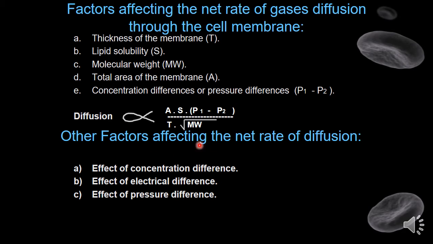And we have other factors affecting the net rate of diffusion of other substances, for instance, electrolytes and so on. We have the effect of concentration difference. The more the concentration difference, the more the diffusion rate. Effect of electrical difference, this is a voltage, and also the effect of pressure differences.